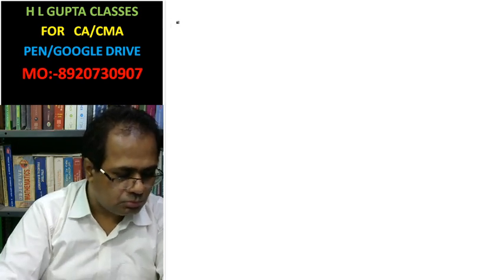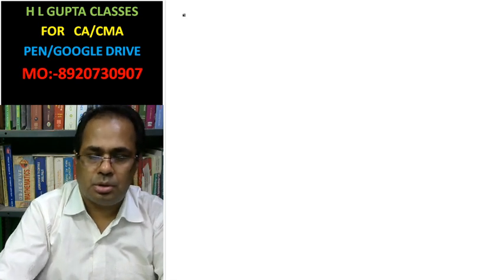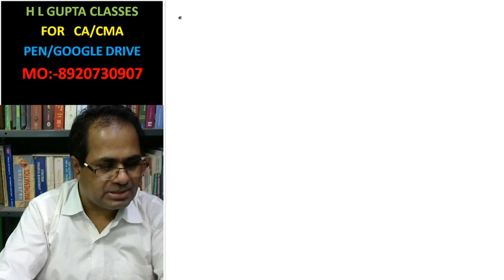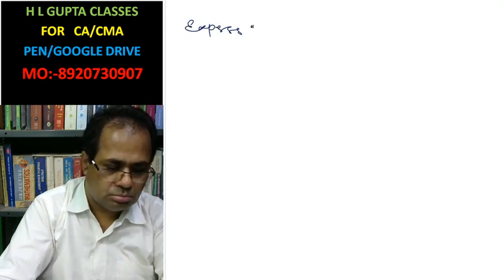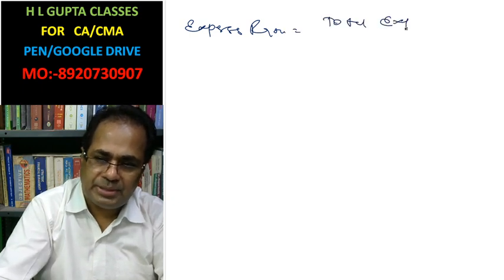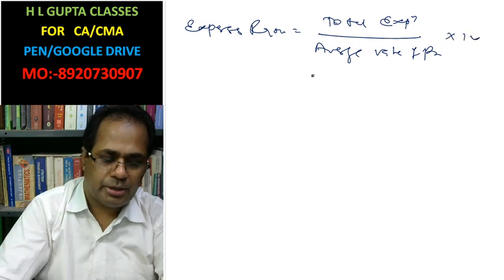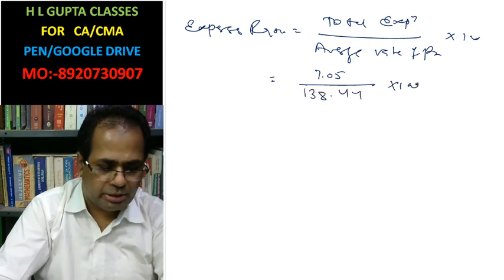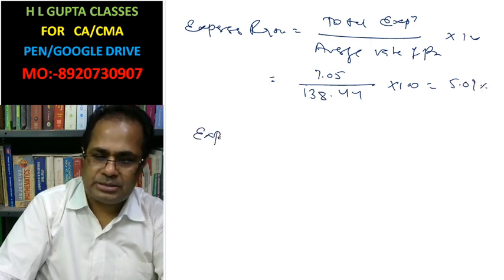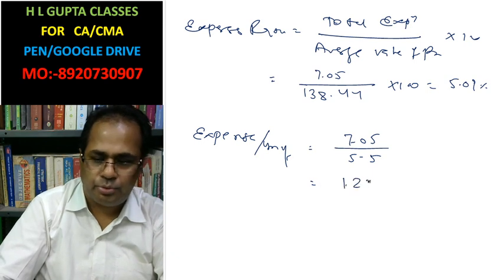Now expense ratio we have to calculate. Expense ratio is total expenses divided by average value of portfolio into 100. This is 7.05 divided by 138.44 into 100. This is 5.09%. Expense per unit: 7.05 divided by 5.5 units. This is 1.282 per unit.